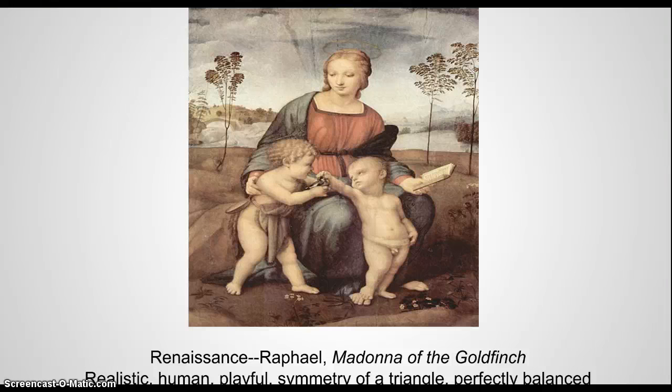This is another Renaissance piece, still of Mary or the Madonna, and then the two children are John the Baptist and Jesus. And you see it's realistic. The humans look like humans. The children are playful. Hands and knees and all of that look real. And there's also a symmetry of the triangle, right? If Mary's at the head, you can see the triangle that forms there. And if you were to fold this painting in half, each child would be perfectly on a side, as well as the backdrops would be perfectly balanced.